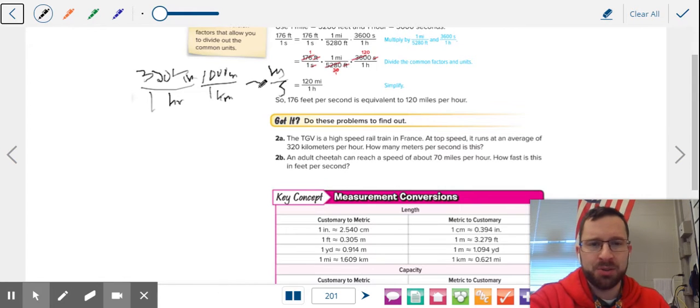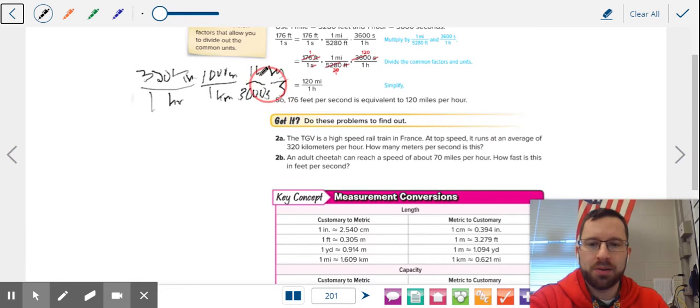I emailed you a conversion sheet with a whole bunch of stuff, any conversion you possibly need. But with metrics, it's really easy because you just look at the prefix. Kilo means 1,000 of something, so 1,000 meters in a kilometer. 1 hour, seconds. Seconds are on bottom. How many seconds are in an hour? There's 60 seconds in a minute, 60 minutes in an hour, so 60 times 60 is 3,600 seconds in 1 hour.